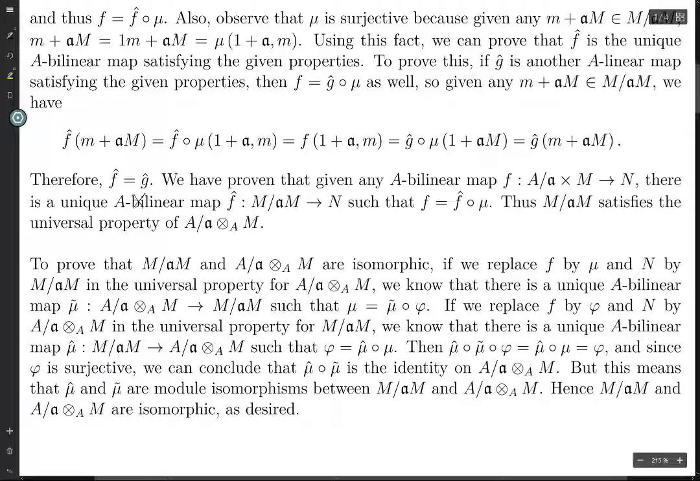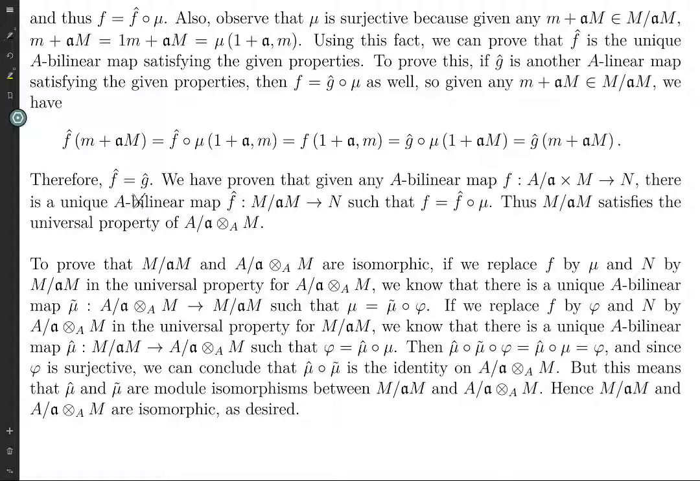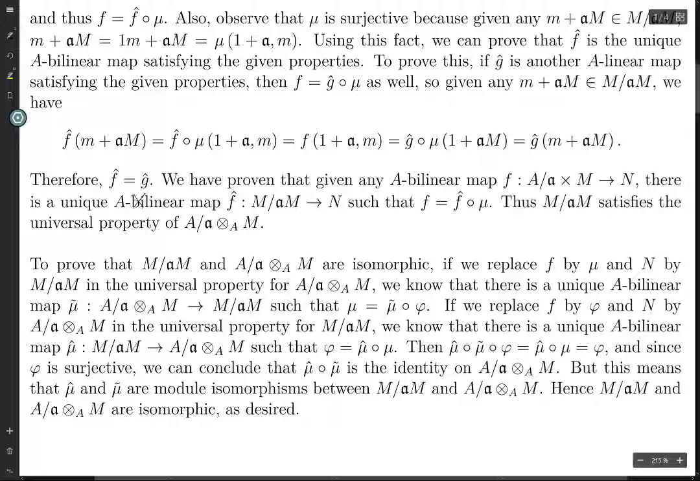And what we're going to do is use the universal properties of each set, but we're going to replace the map with the one that we were using for the other diagram. And this is a lot clearer if you actually draw out the diagrams, but let's just talk through it. So to prove this thing, let's replace f by mu and n by M mod AM in the universal property for the first one. Then there's a unique map, we'll call it mu tilde, because up here we were calling it f tilde when it was related to f, so here because it's related to mu, we're going to call it mu tilde, such that mu is equal to mu tilde composed with phi.